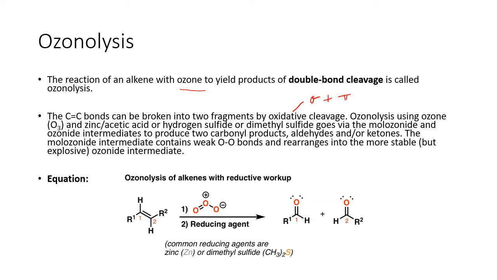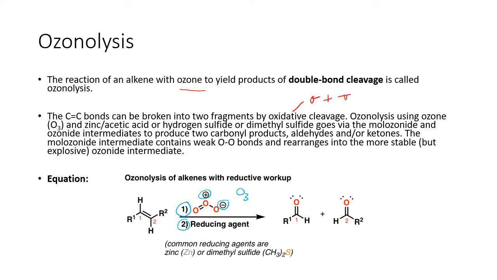In step number 1 of the reaction, we use ozone, which is O3, and that is the structure of ozone. There is a difference of charges within that molecule. It's overall neutral, but one of the oxygens has a positive formal charge, and the other oxygen has a negative formal charge. And then in step 2, we use a reducing agent.